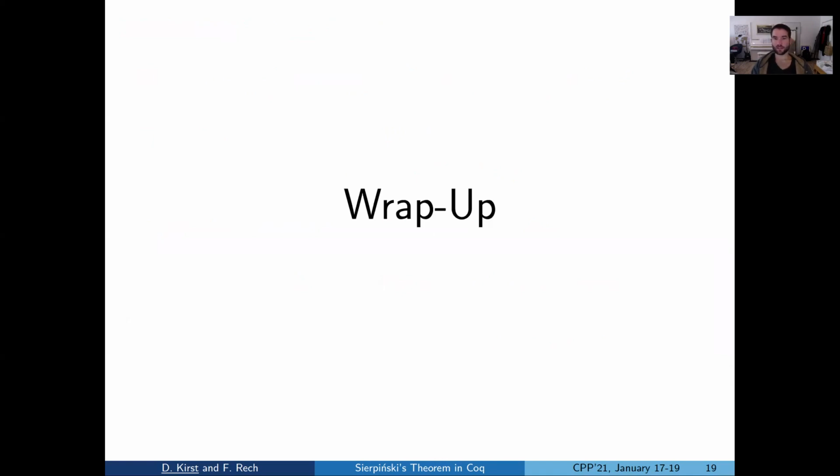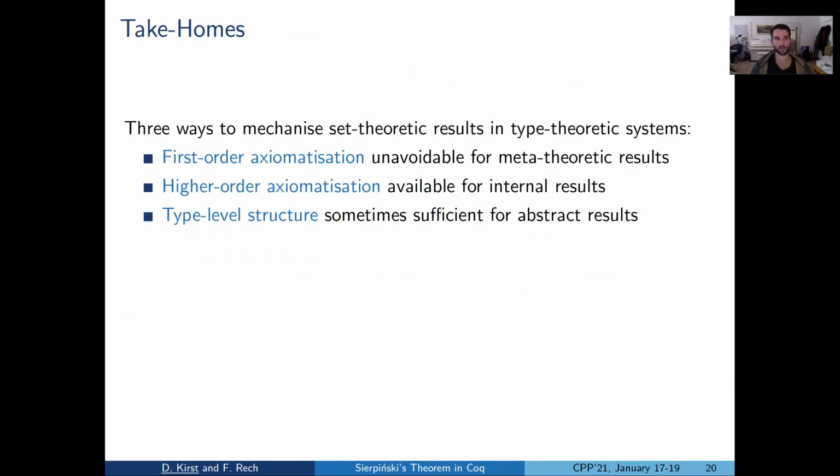Okay, so this finishes the technical part of the talk, and I want to end with 2 more slides. The first slide is about take-home messages, what I want you to take home from this talk. The first thing is that whenever one wants to mechanize set theoretic results in a type theoretic system, one has a choice on which level one does this project. And this choice is a bit restricted by what one is doing.